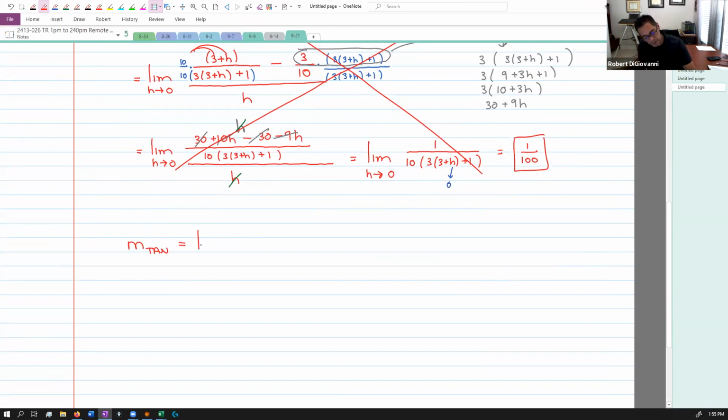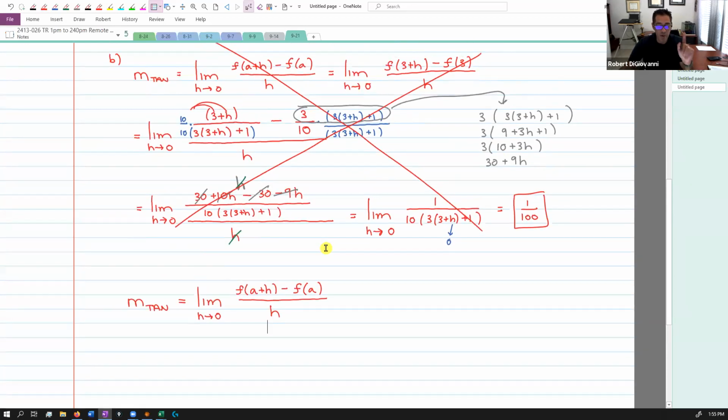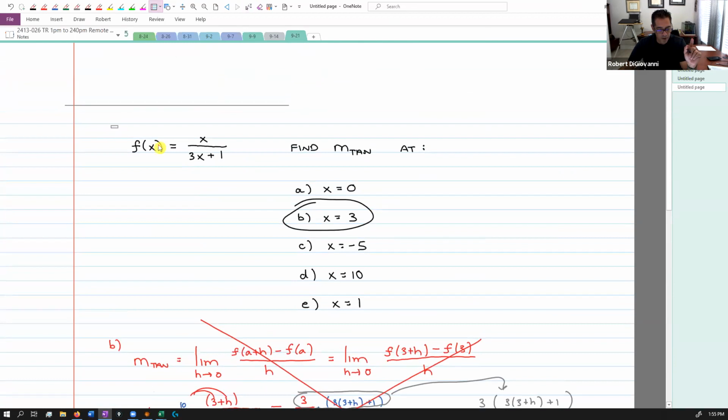Well, what's the formula? Let's use the second one again. It's the limit as h goes to 0 of f of a plus h minus f of a, all over h, right? That's the formula. I'm not going to replace a with a number now, though. Now, let me go grab the function because I'm going to need it.